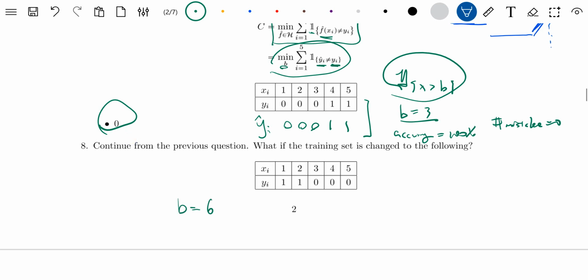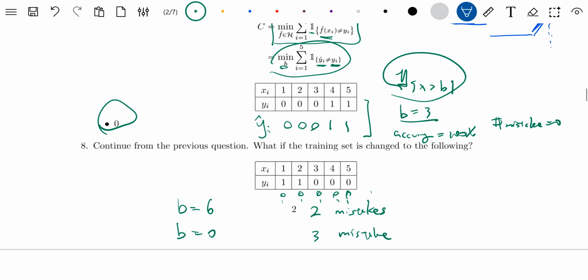Say b is 6. If b is 6, then it will be classifying everything as 0. And if it's above 6, then it's 1, but it doesn't matter. So how many mistakes? There are 2 mistakes. And if b is 0, then it will classify everything as 1. So 1, 1, 1, 1, 1. So 3 of them are incorrect.